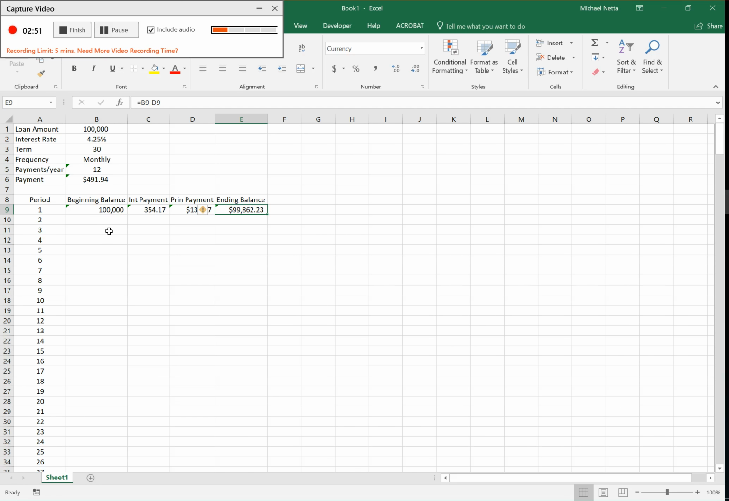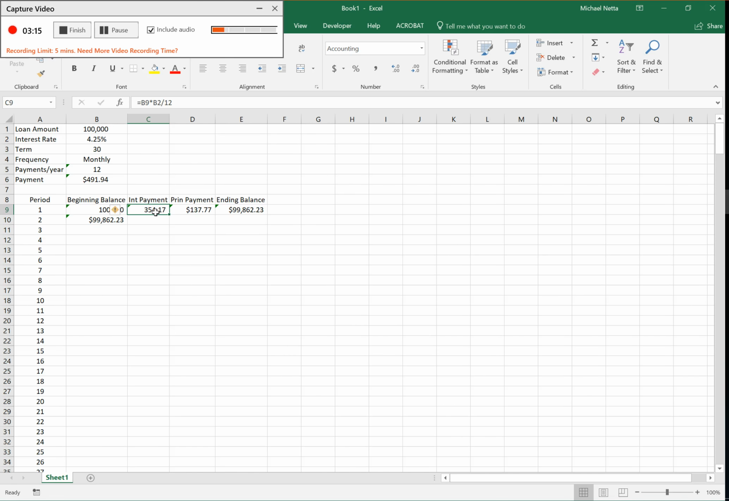Now, there's a trick to do that utilizing Excel where we don't have to actually type these in. The first thing we need to do is go to period 2 and find the period 2 beginning balance, which is simply period 1's ending balance. We need to find now the interest payment, which is the same calculation as in period 1.